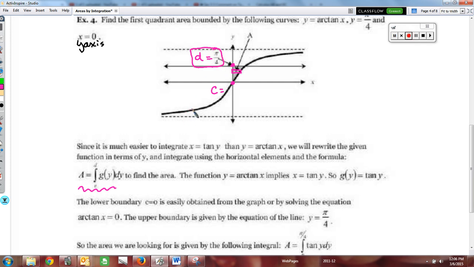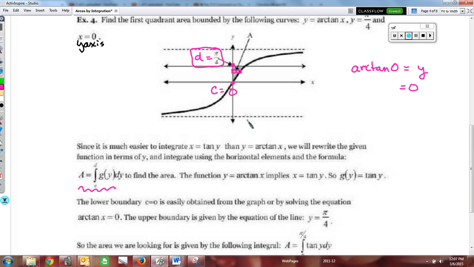We might want to think about our knowledge of the arctangent of x. When we plug in 0 for x, what do I get for my y value? The angle whose tangent is 0 is 0. So we know that c is going to be equal to 0, so that I get my bounds. I'm going to run my y's from 0 to pi over 4.